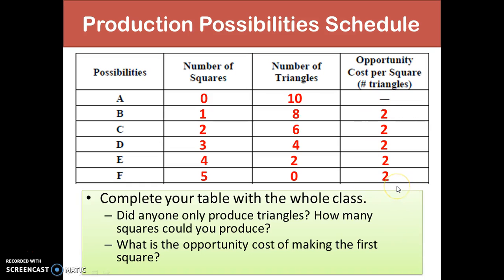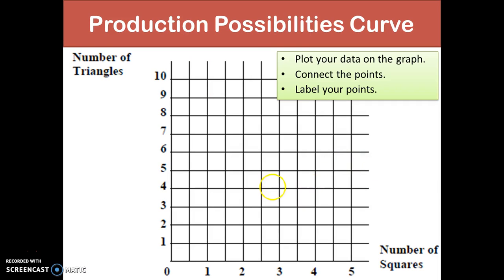And if you recall from the first slide where I had a PPC with a straight line and a curved line, I said that a straight line has perfectly interchangeable resources. So this is a constant interval, so a constant opportunity cost, so this will be a straight line. And then we plotted the data on the graph. We connected the points and labeled them, and we have a production possibilities curve.